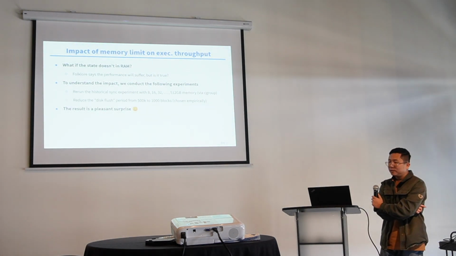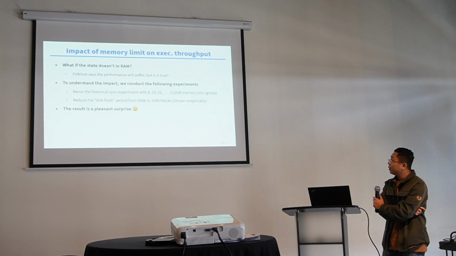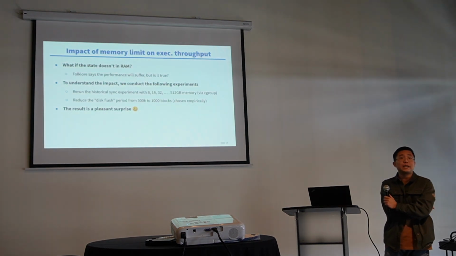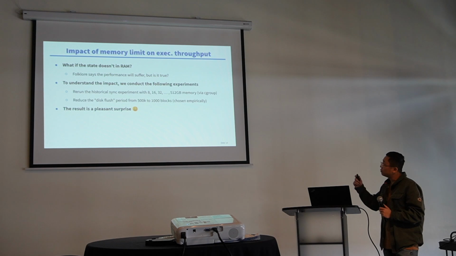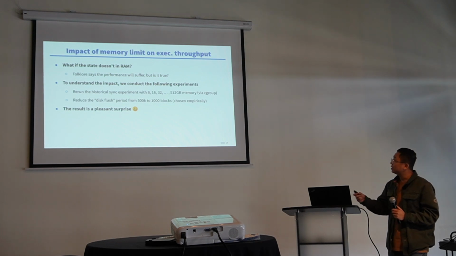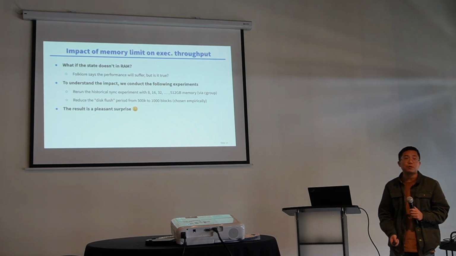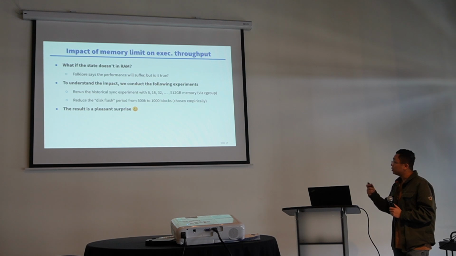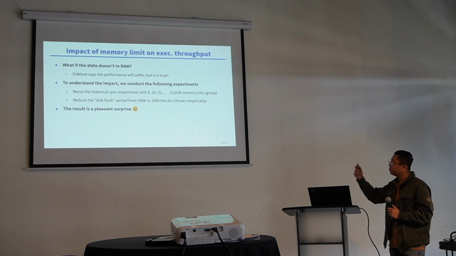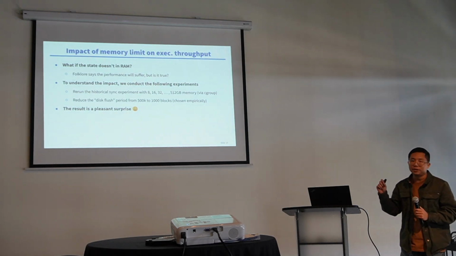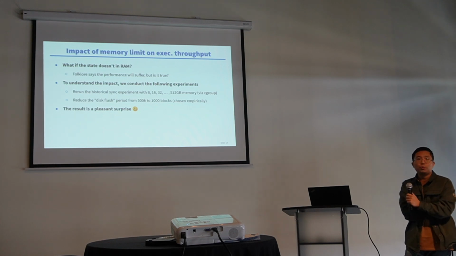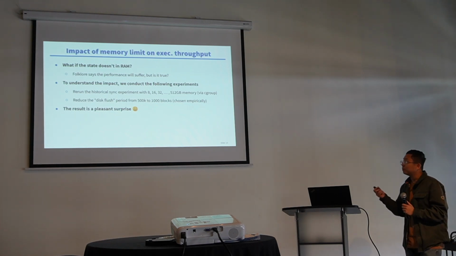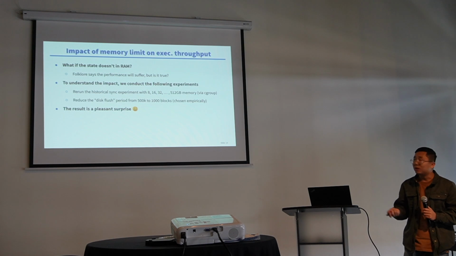To understand the memory impact, we reran the historical sync experiments under different memory limits, ranging from 8 gigabytes and 16 up to 512 gigabytes. Basically we're using the Linux cgroup I mentioned earlier, this command, to control the memory available. And in addition, we reduced the disk flush period from 500,000 to 1,000 blocks.